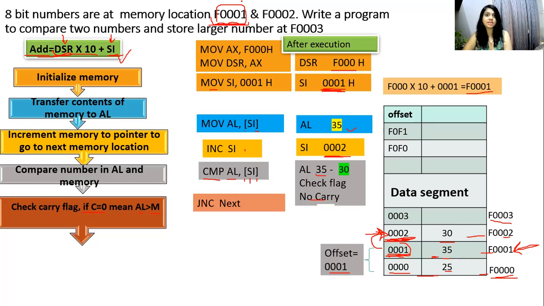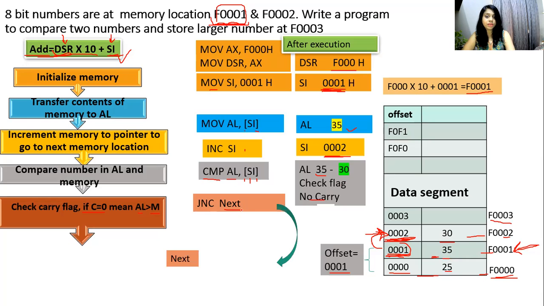We use the JNC instruction, jump if no carry. That means jump if carry flag is not set. We want to check if it is not set, so we want the not set condition. So what this instruction says is, jump if carry flag is not set. Where to jump? To next. Next is a label.